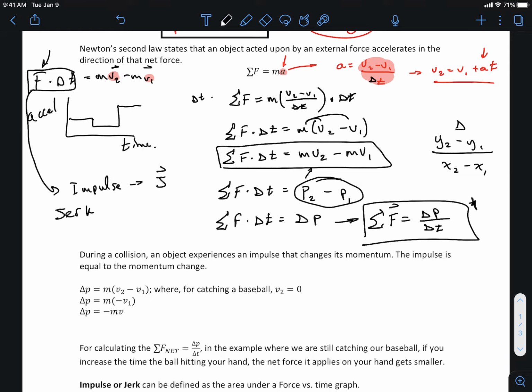And the units on this, or we could write one more thing. Jerk or impulse is equal to the change in the momentum. And its units are going to be Newton seconds.